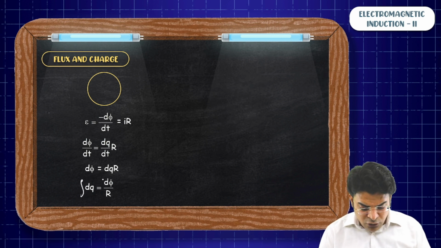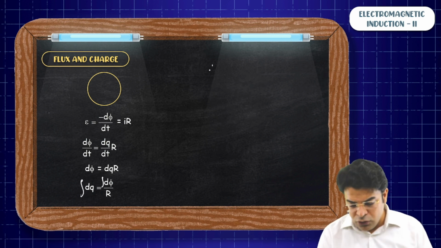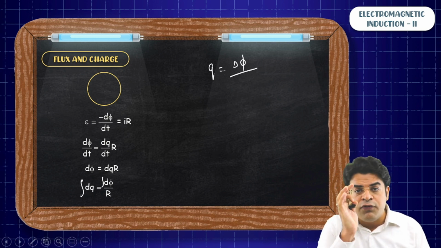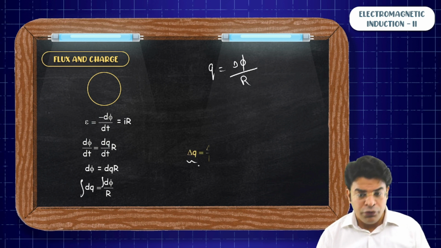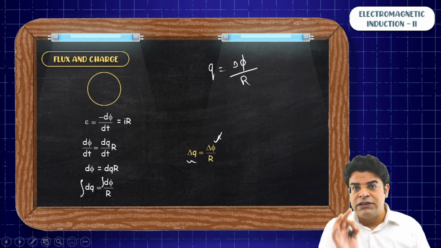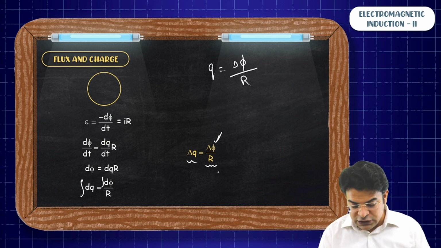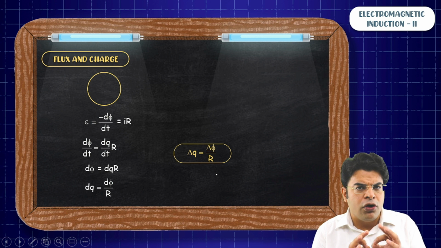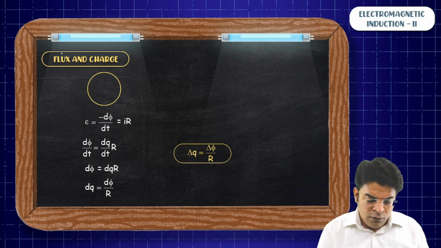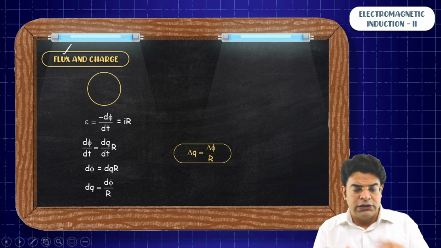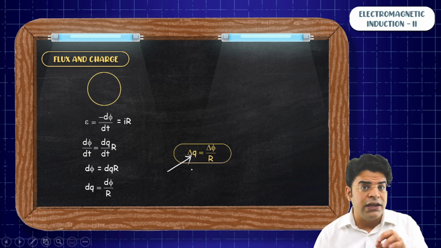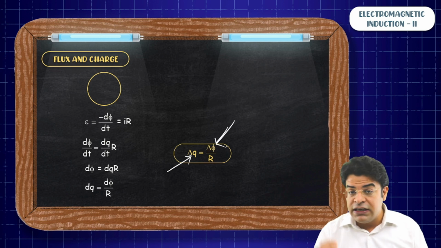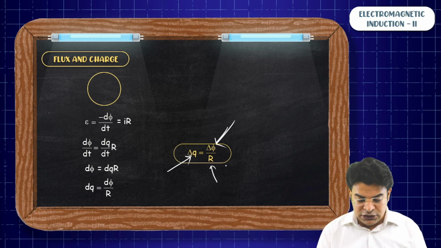Now integrating both the sides, we can say that the total charge flow equals the total change in the flux associated with this loop upon the resistance of the loop. And this is one important small correlation that you should know. What is the relationship between the change in flux and the charge flow in the loop? You will say that the charge flow in the loop is nothing but the change in the magnetic flux linked with the loop divided by the resistance of the loop.